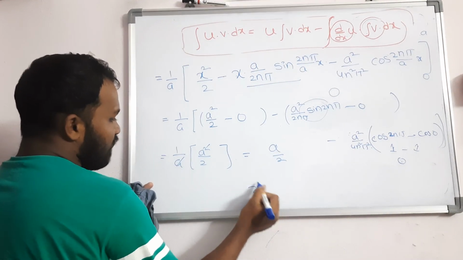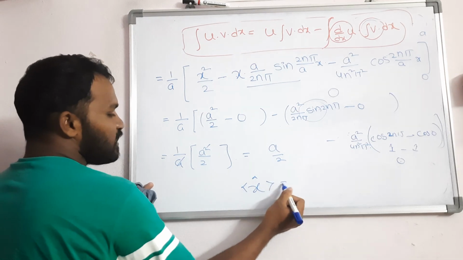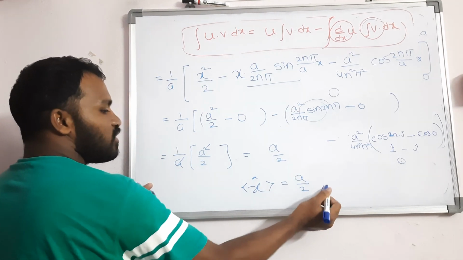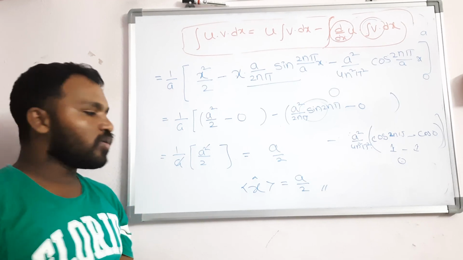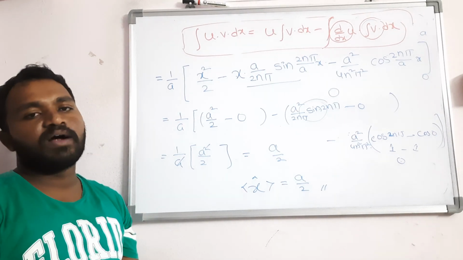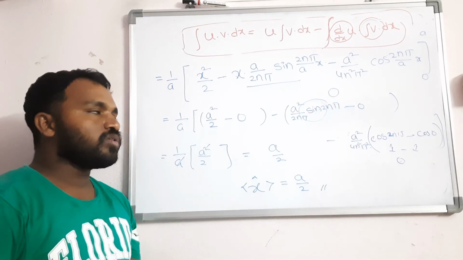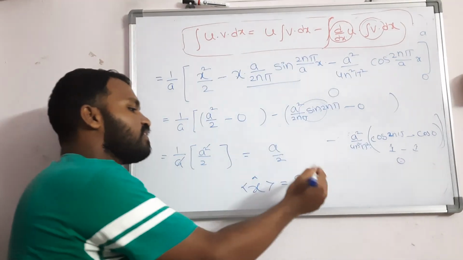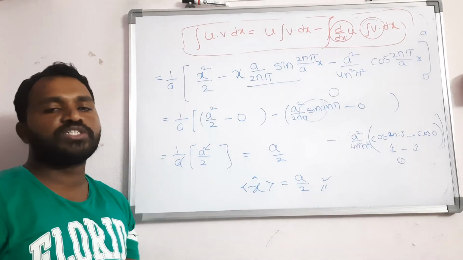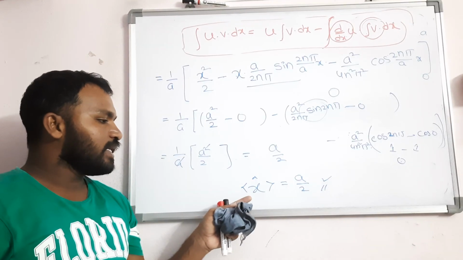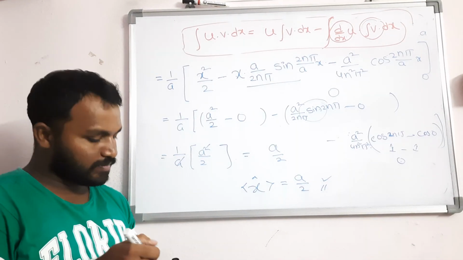That means average position x cap is what? A by 2. X cap is equal to a by 2. This is about average position. So find the average values. If they ask the question, you should find out average position. X cap is a by 2, you should write.